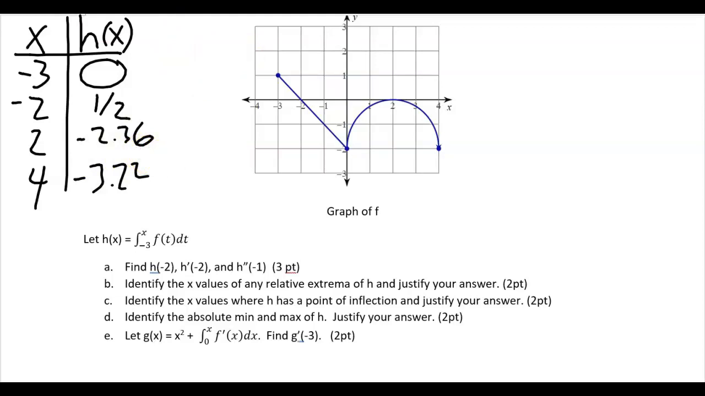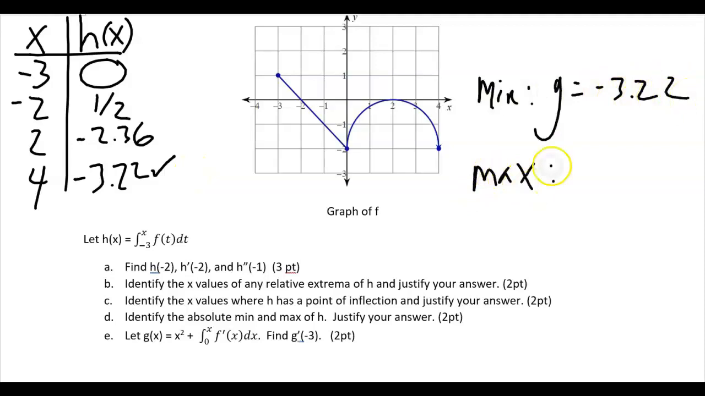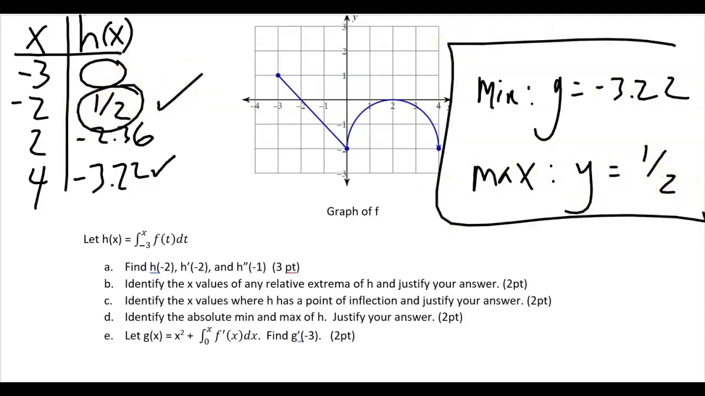All right, so we're ready to identify our minimum and our maximum now. This appears to be my minimum. My maximum value appears to be this half right here. And there's my final answer for that one.